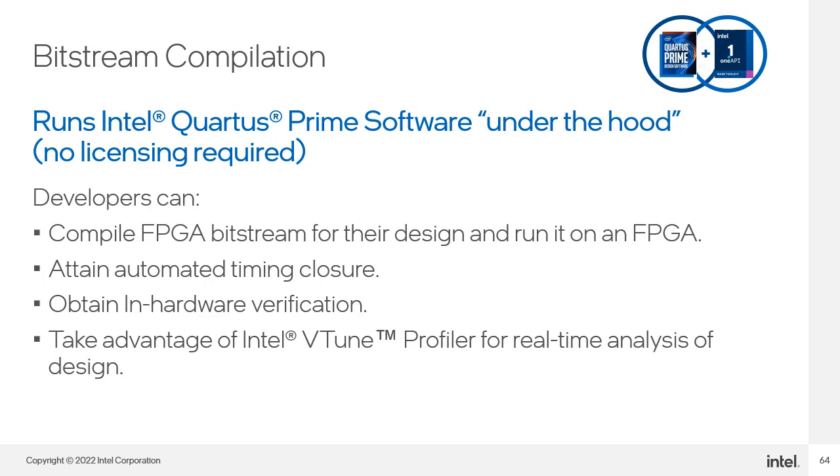Finally, the bitstream compilation, which is performed when we are absolutely certain that our design is optimized from a performance standpoint. It typically runs for hours. This compilation runs Intel Quartus Prime software under the hood. You do not need a license for the Quartus Prime software. When the compilation is completed, you will have an executable that you can run on the FPGA. At this point, you'll be able to run an accelerated program. You do not have to worry about timing closure, as this is automated for you.